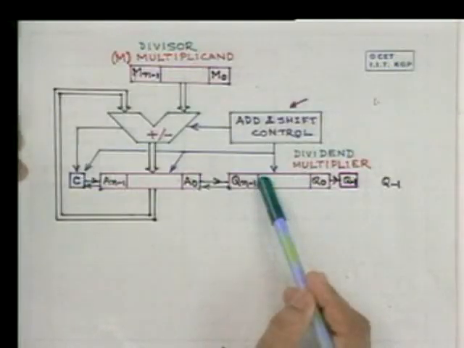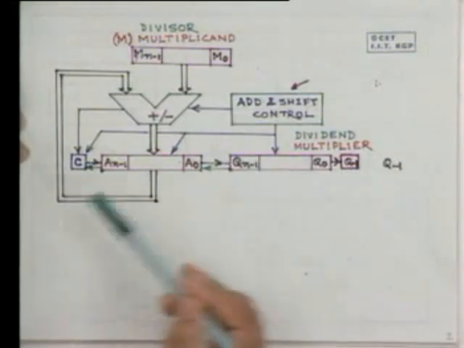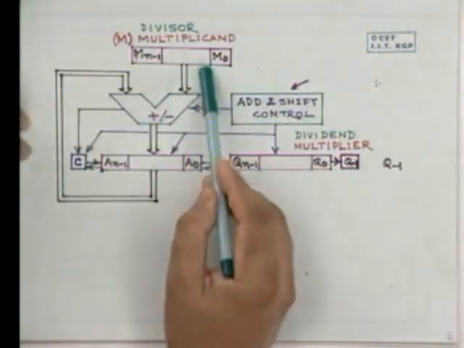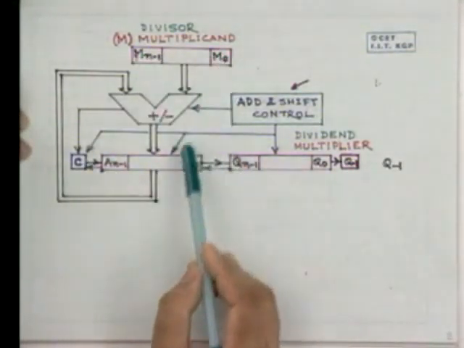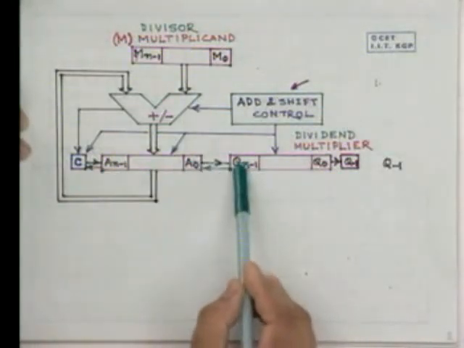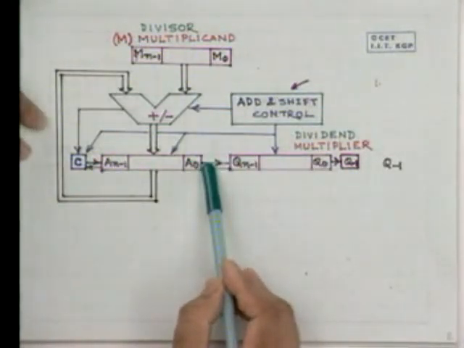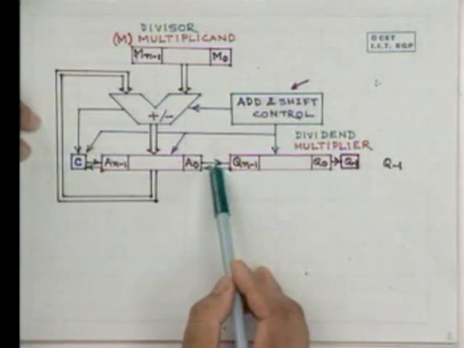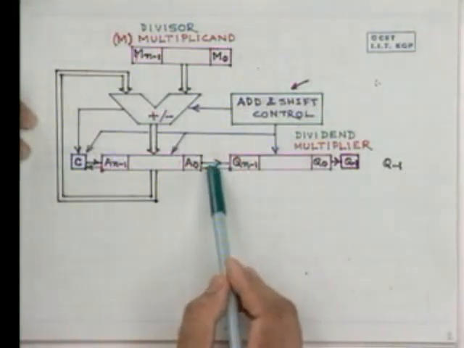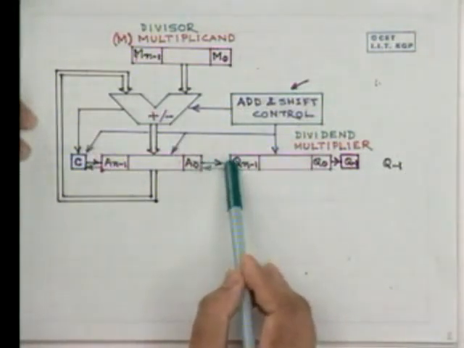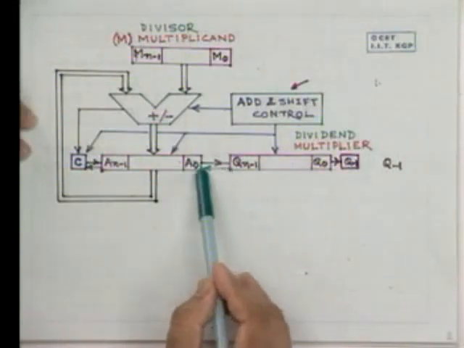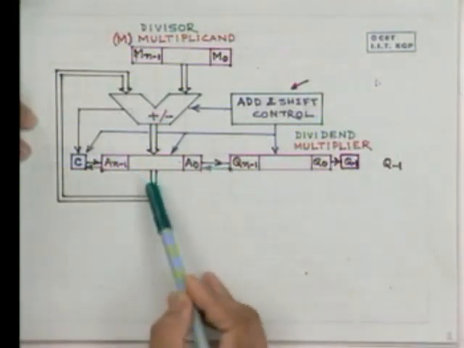But first, let us see what hardware will be used. The same basic hardware that was used for multiplication will also be used for division. Here there is an M register, an A register and the Q register, which are connected. In the case of a multiplication, we had been using shift right. Here we will be using shift left, the green line.